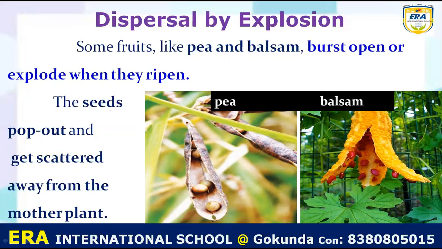The seeds pop out and get scattered away from the mother plant. So this is the mother plant, and when the fruit explodes, the seeds fall on the ground, and these seeds can be blown away with the wind or water, and grow into a new plant away from the parent plant. Understand? So explosion is also a way of spreading seeds.